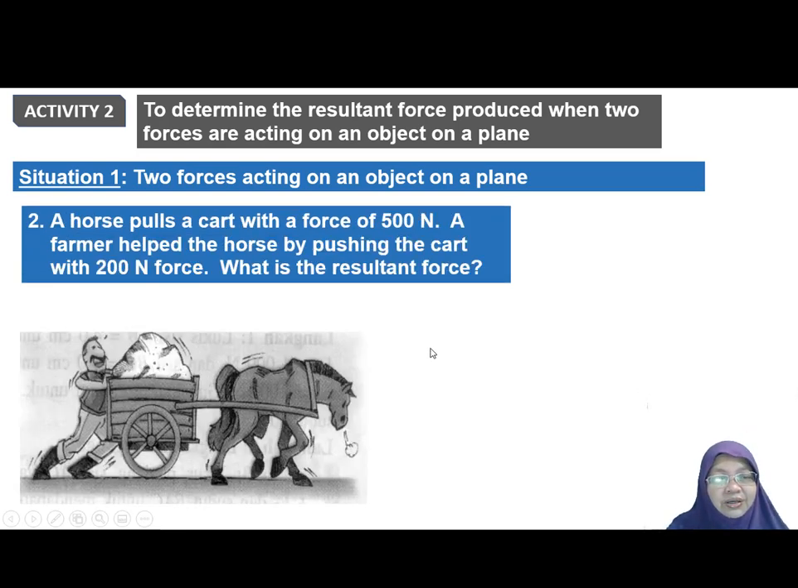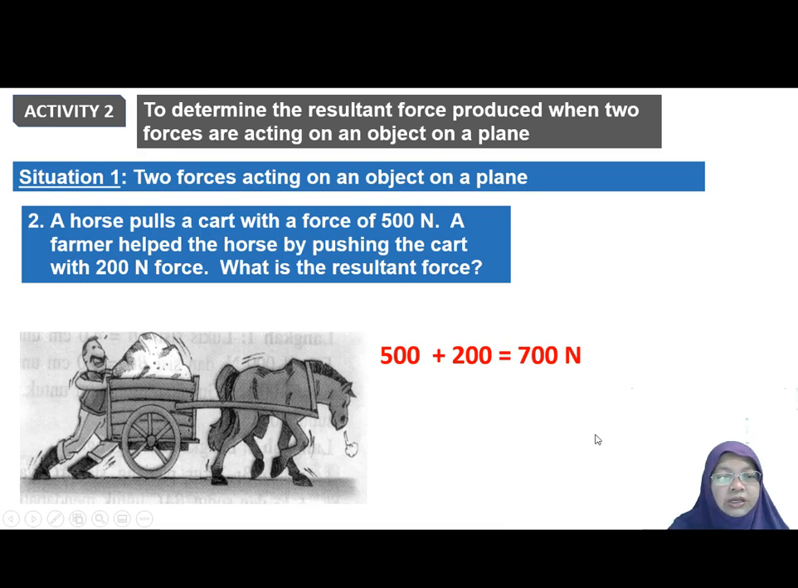Next, we have a horse pulling with 500 Newton. The farmer helps the horse by pushing the cart with 200 Newton force. So what is the resultant force? So 500 to the right plus 200 to the right also equals 700. So the cart will move to the right, definitely.